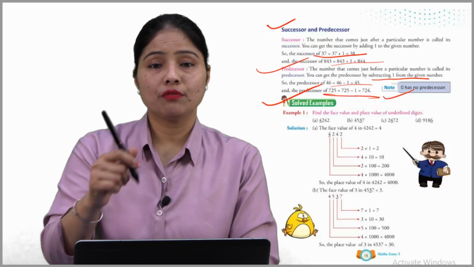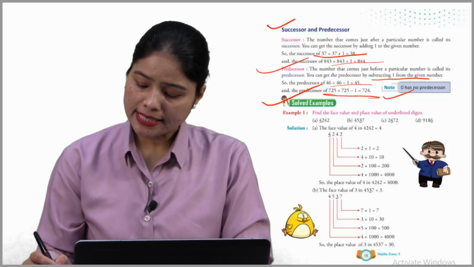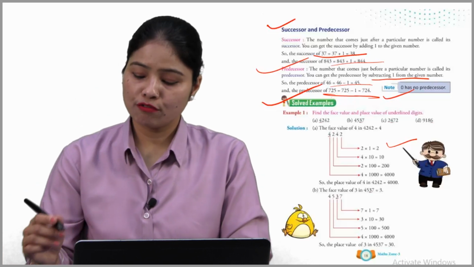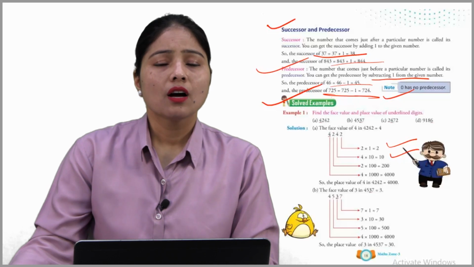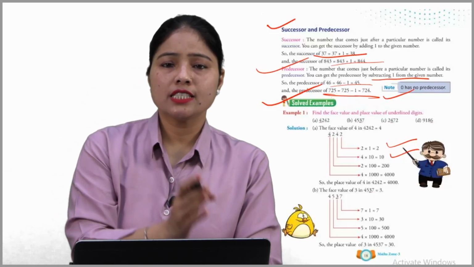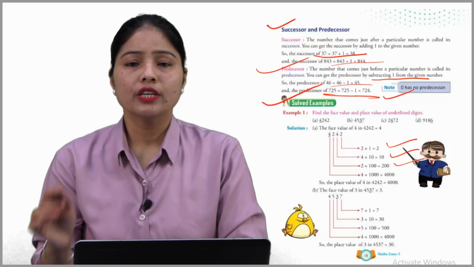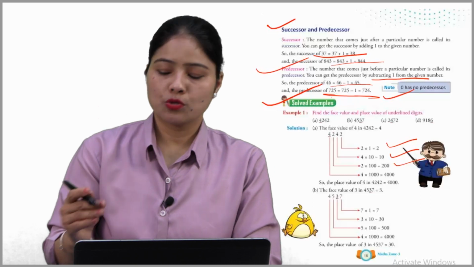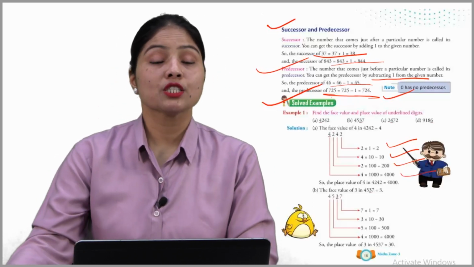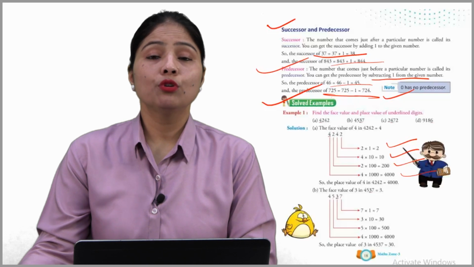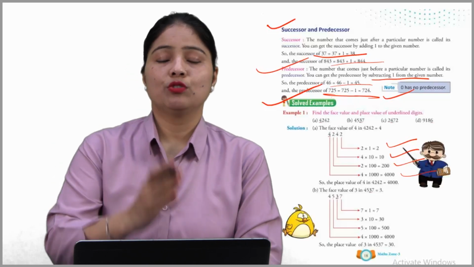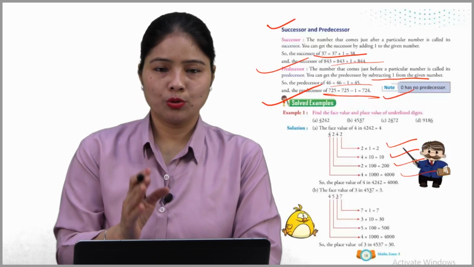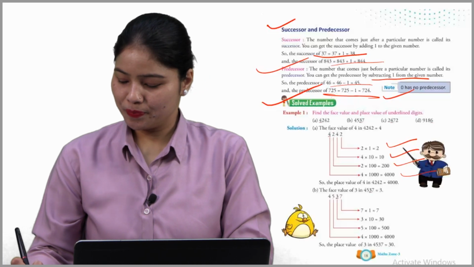And the place value: 2 remains 2 because it is in the ones place, and 4 becomes 40. And 2, which is in the hundreds place, becomes 200. If you multiply 2 with 100, it's 200. Similarly, 4 into 1000 becomes 4000. So the place value of 4 in 4242 is equal to 4000. I hope you understood well, beta. So this is very easy. Okay, so move on to the next one.